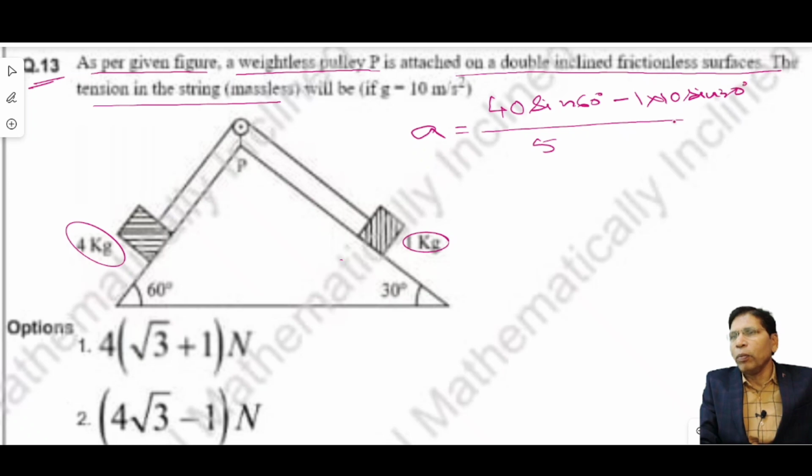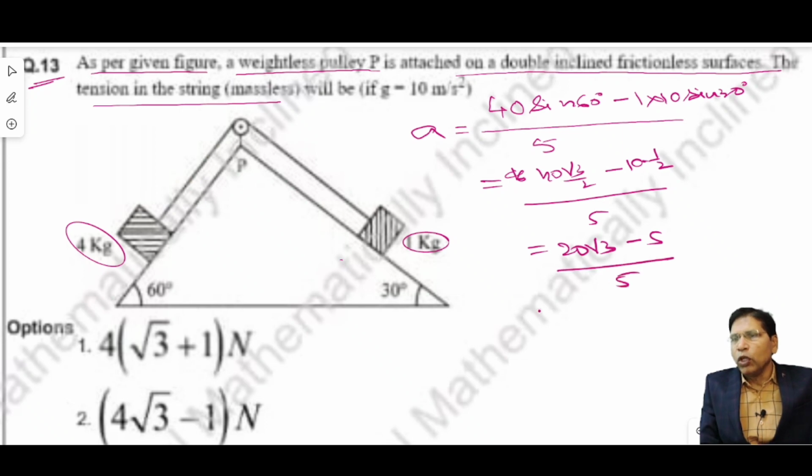Okay, no problem. Therefore, this is 40 into root 3 by 2 minus 10 into half, divided by 5. Okay, so this is 20 root 3 minus 5, divided by 5. So this is 4 root 3 minus 1, which is the acceleration.